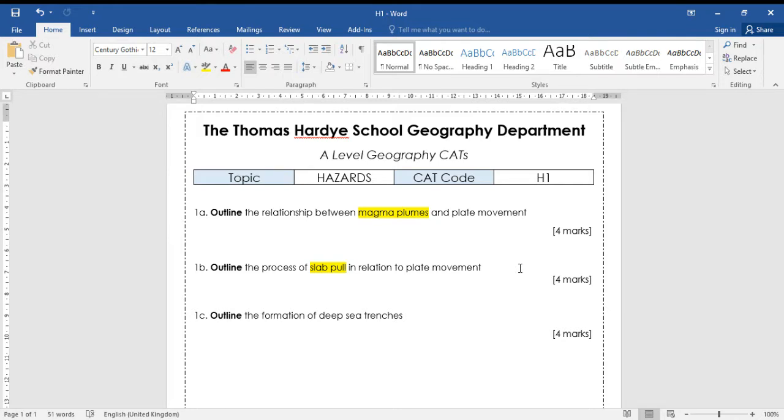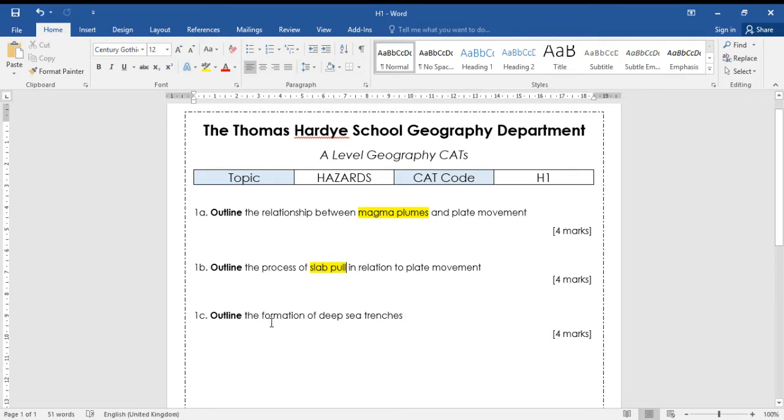So in this question, you want to get into a bit of detail about how does that process of slab pull work? Where's it happening? Why is it happening there? What's the plate doing? How does that move the rest of the plate along with it? Think about really trying to tease out all of those processes that are happening.